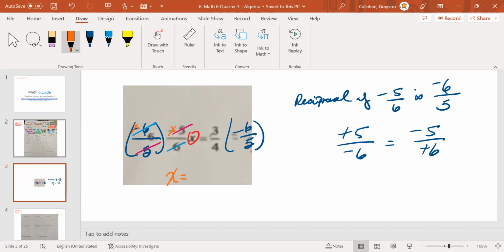Do you see that? 3 times -6 is -18. 4 times 5 is 20. They're both even, so you can always divide it by 2. So what's your answer once you reduce it?